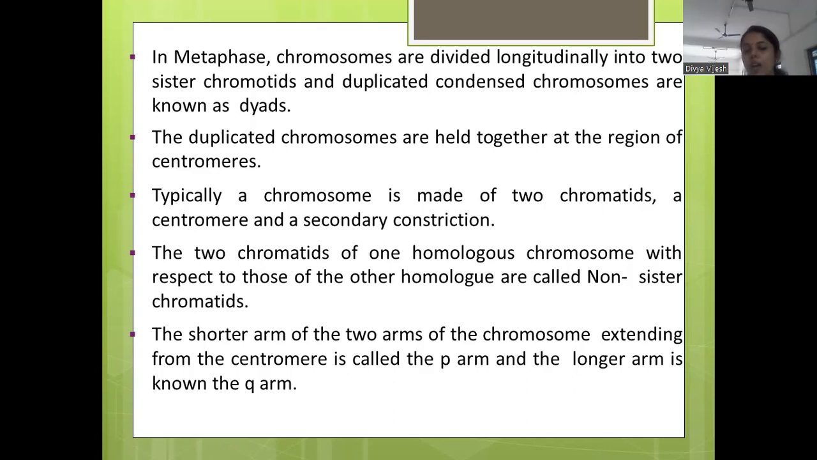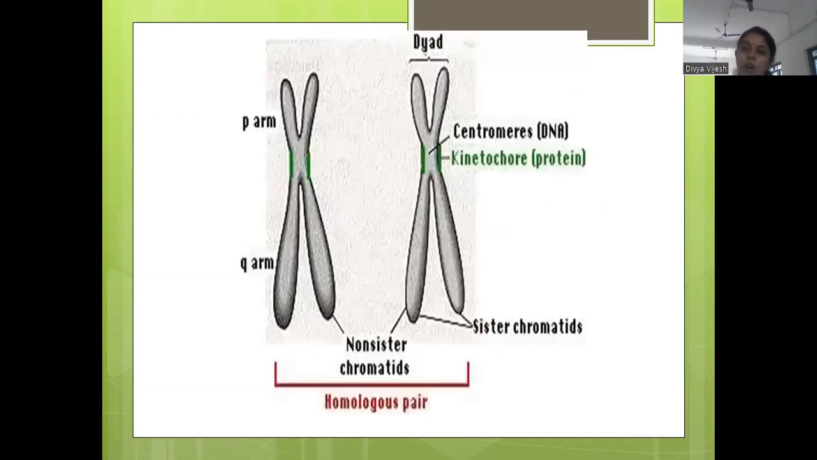And the shorter arm of the two arms of the chromosome extending from the centromere is called the P arm, and the longer arm is called the Q arm. So P arm, Q arm, then these are the non-sister chromatids, and these are the sister chromatids, and this is the centromere. Okay.